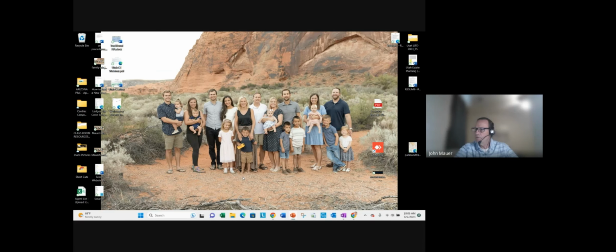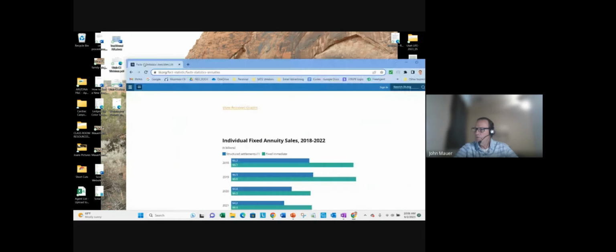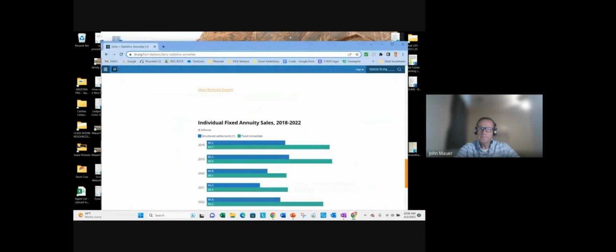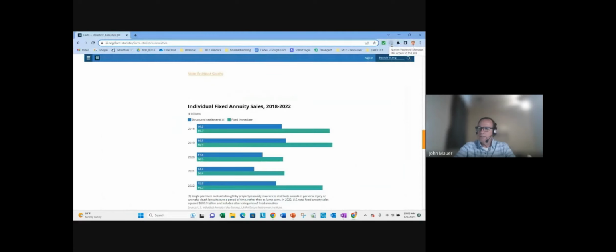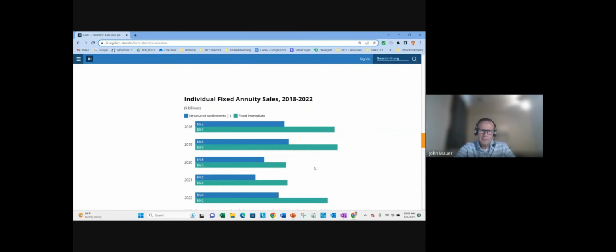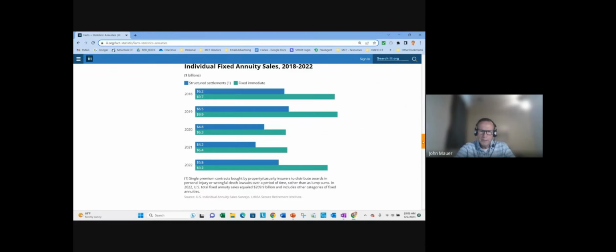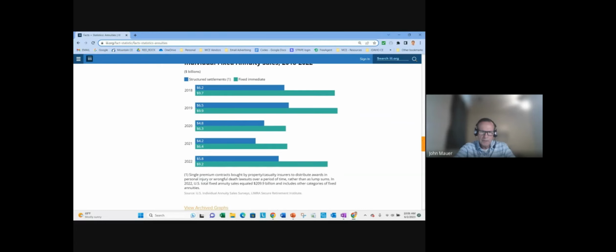So I'm going to bring in another visual here, just to set the stage a little bit about the importance of annuities. Doug alluded to the importance of annuities already. This little chart here is from the Insurance Information Institute website, iii.org. I just want to give them credit for this. This information is on their website, and it is coming from LIMRA.